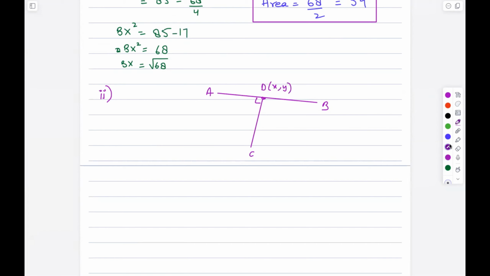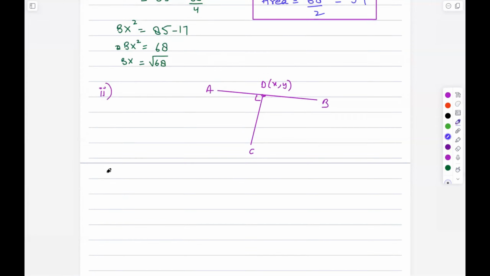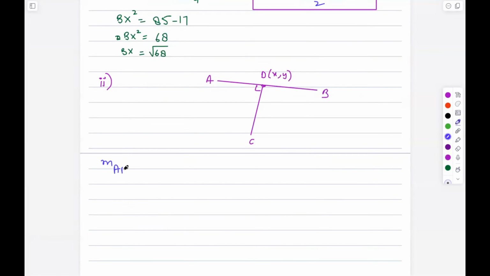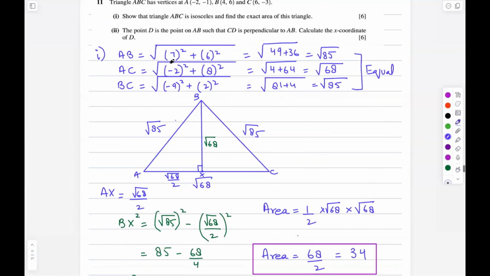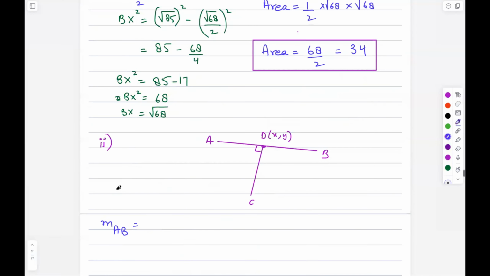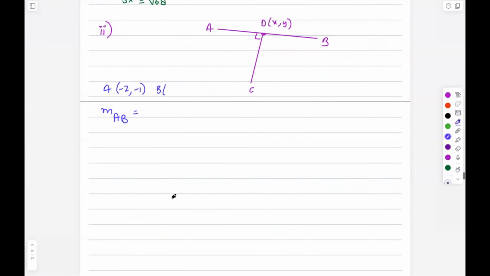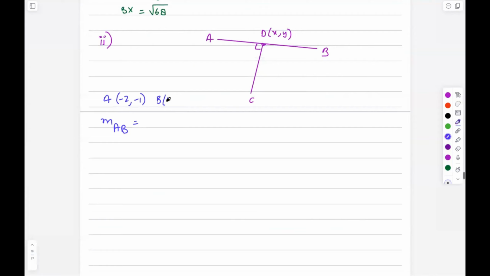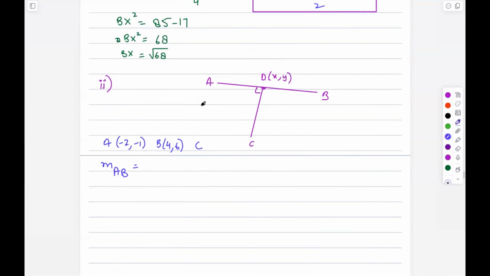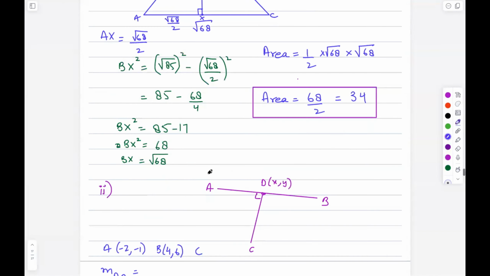Now to find the x coordinate of D, we can solve the equations of AB and CD simultaneously. To find the equations, first we'll find the gradient of AB. So the gradient of AB will be equal to, we can write the points A, B, and C over here. The point A is (-2, -1). The point B is (4, 6). And the point C is (6, -3).